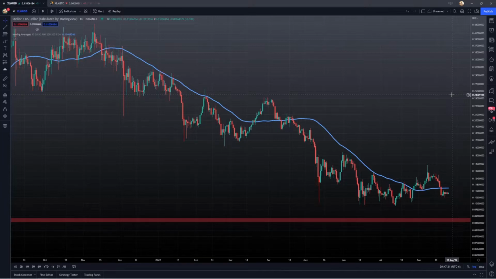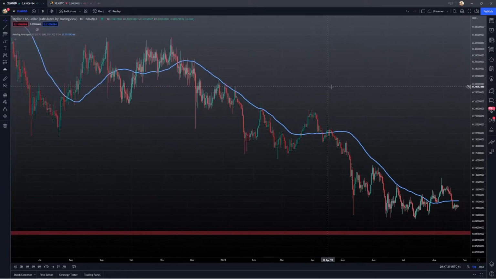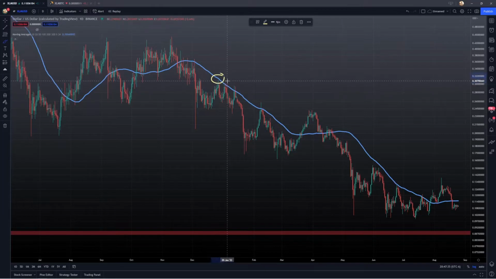All right, so I'm going to start off with XLM on the daily chart, and let's first talk about this blue line, which is the 50-day simple moving average. So you can see how we've actually had quite a big deal of rejections off of this level. You can see back here, earlier on in this year, we had several rejections, again, coming up into this level, forming as resistance, and then continuing lower.